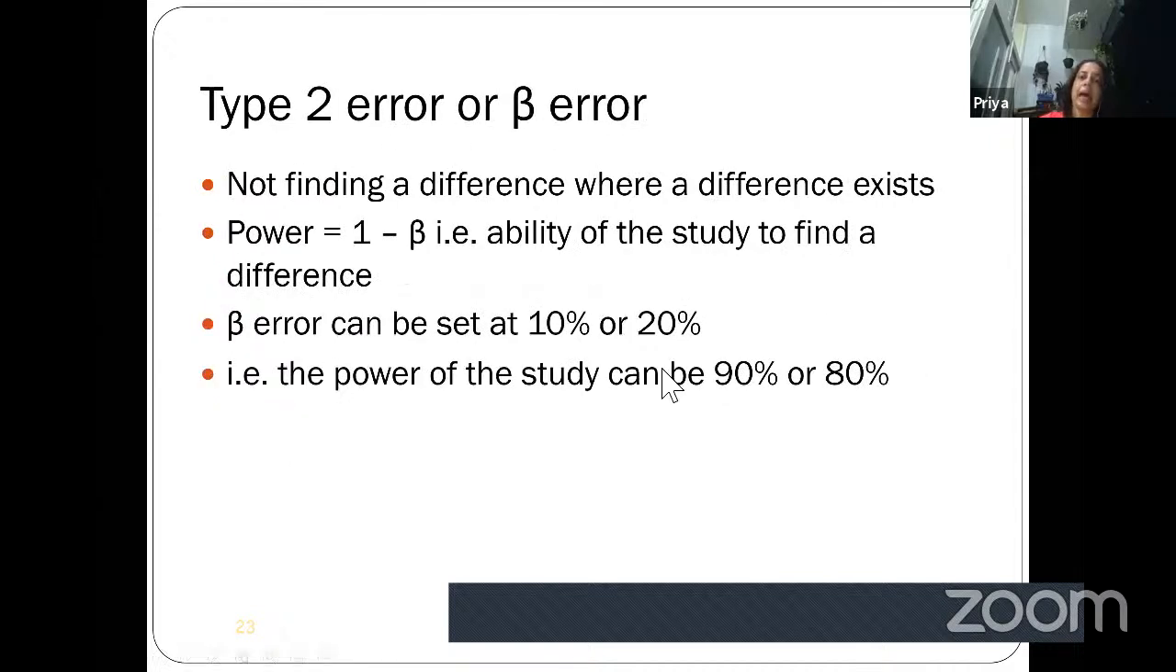Similarly, as per FDA, which regulates pharma-funded trials, 20% is the maximum beta error. Okay? You could do studies with beta errors of 5% or 10%, which means the power of your study goes up significantly. But remember, the sample size needed would also go up that much.